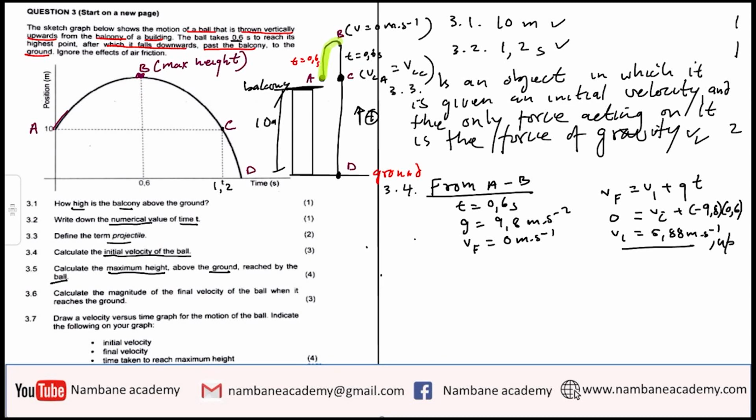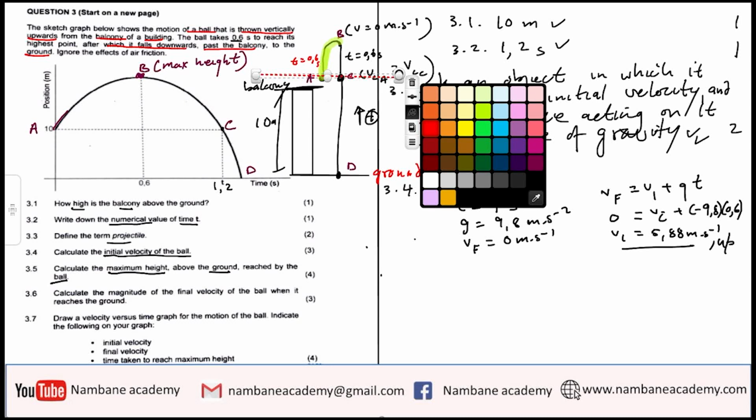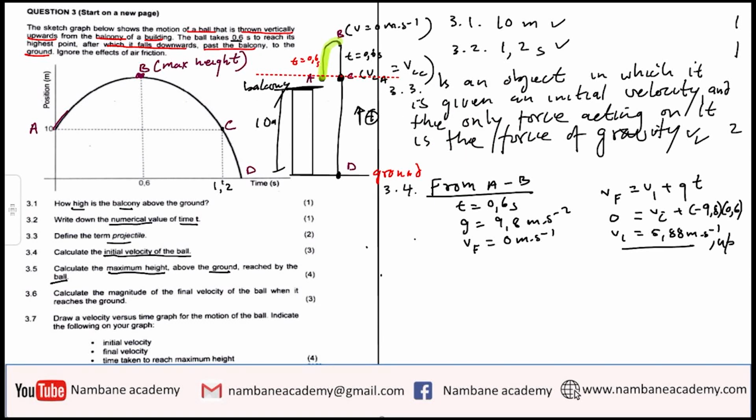And it makes it easy, ladies and gentlemen. Why? Let me take this dotted line and put it there, and change the color to red. It says, ladies and gentlemen, CD, I know it is 10 meters. That I know. CD is 10 meters. So it basically says I need to calculate the height BC in order for me to know the highest point reached by the ball above the ground.